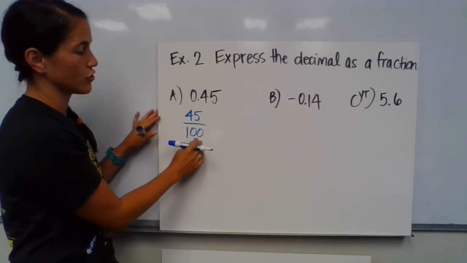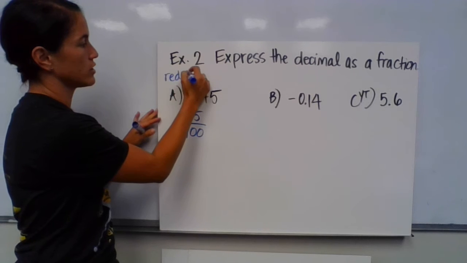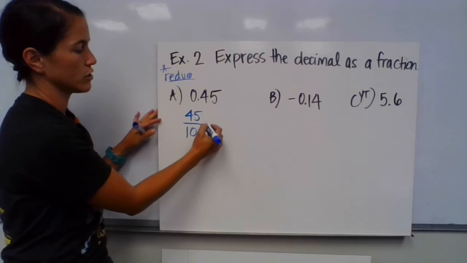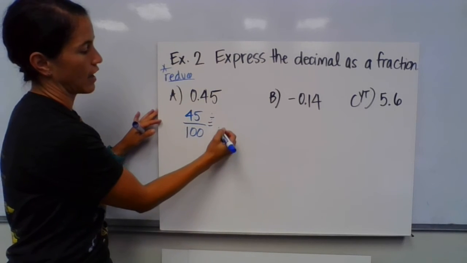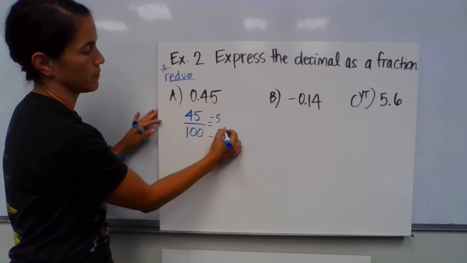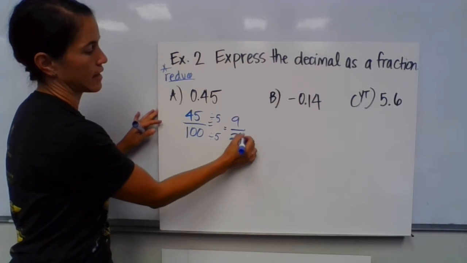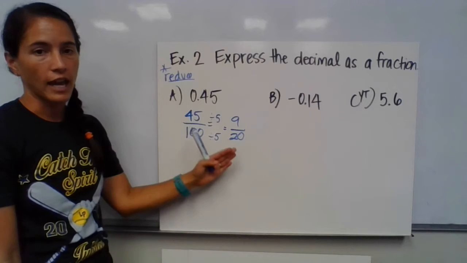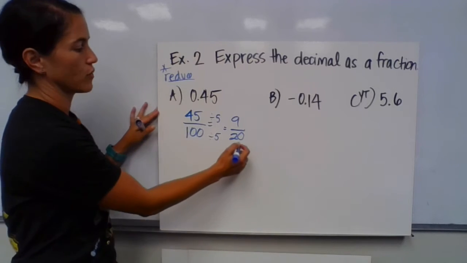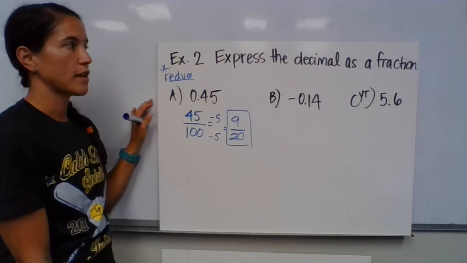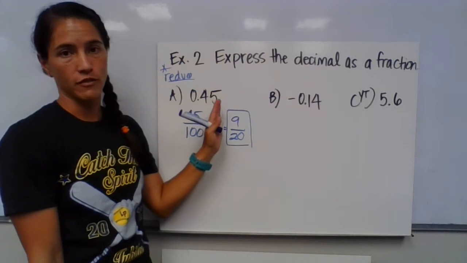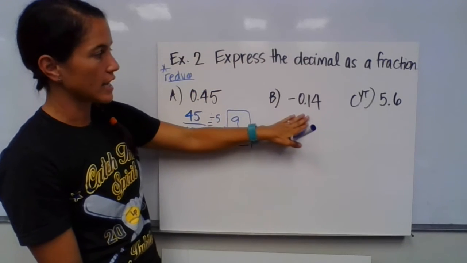So 45 out of 100. And then you always want to reduce or simplify. Always reduce and simplify. We'll divide by 5 and get 9/20. And if you can, keep dividing, but we know that 9/20 is simplified. So now I have expressed my decimal as a fraction.